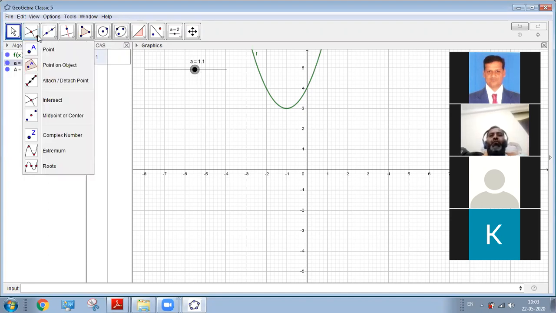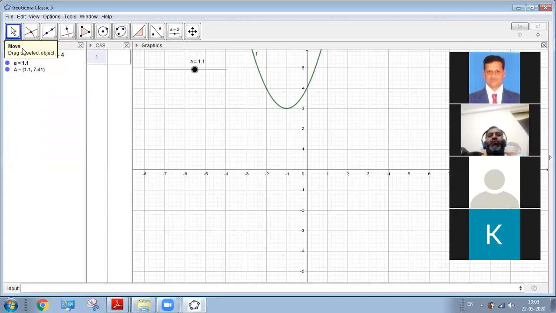So already I have discussed how to find the intersection of two curves, the points. You can find the extremum points. You can find the roots of the function. For example, directly you can find the solution.